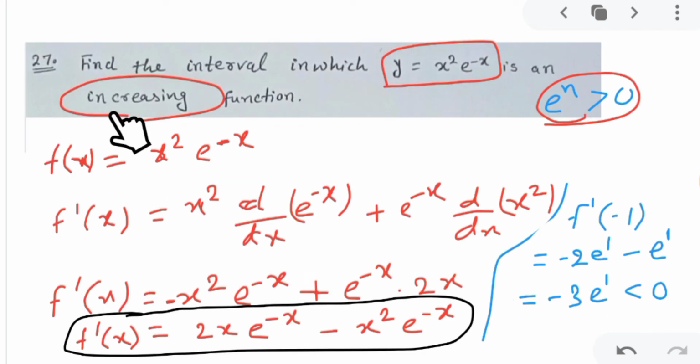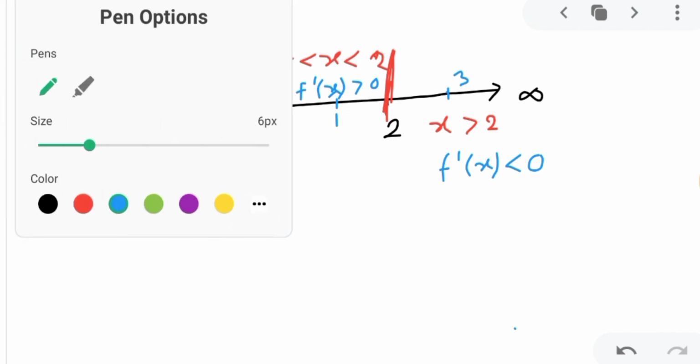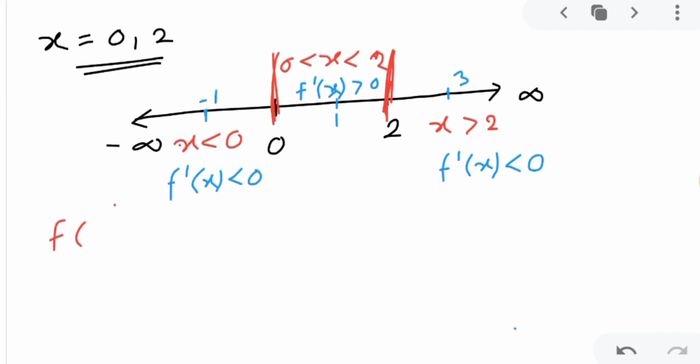Correct. Now we have to check for increasing. So now we checked for all three regions. Now coming to our question. Our question was f x is increasing. Since f x is increasing, you will write.